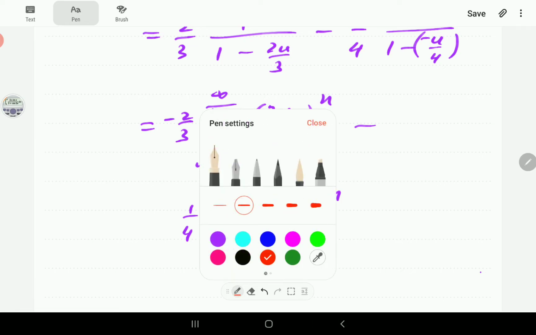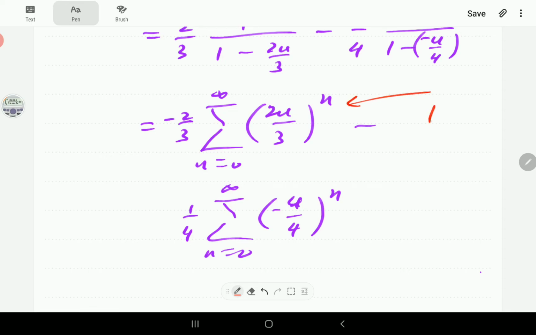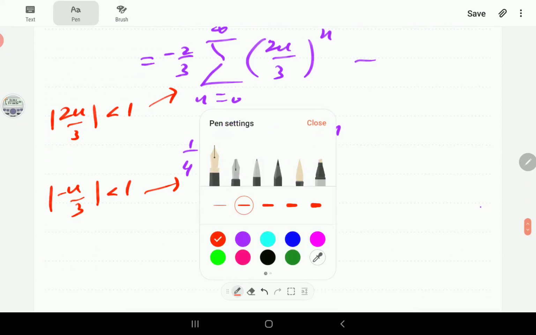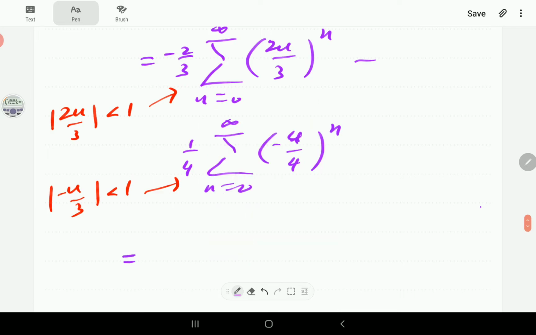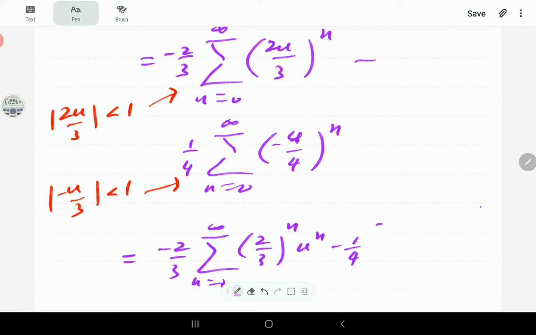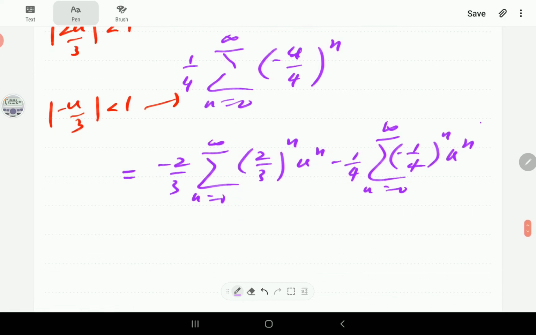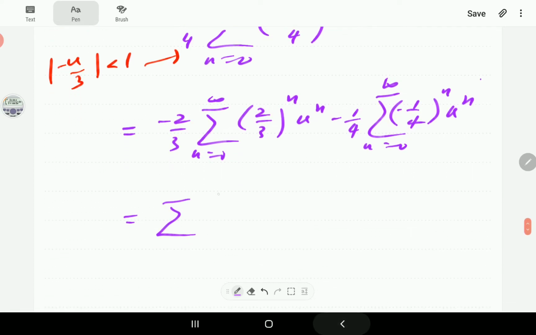And then, as we mentioned before, let's just write out the convergence conditions. So for this one, let's write them this side. Gonna have 2u over 3 less than 1, and then from this one, magnitude of this is less than 1. Okay, but for now, let's continue with the simplifying. So here we're gonna have negative 2 over 3, summation of 2 over 3 to the power n, minus 1 over 4, negative 1 over 4 to the power n. And then after this, we can combine these into one summation term. Negative 1 over 4 is going to be to the power n plus 1.